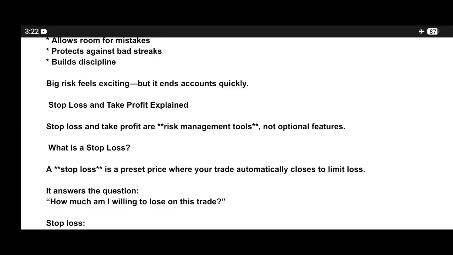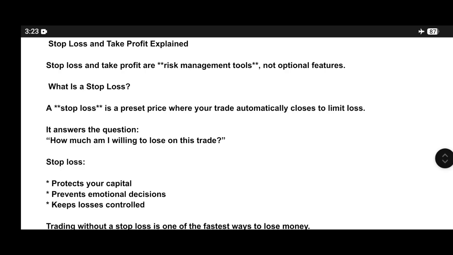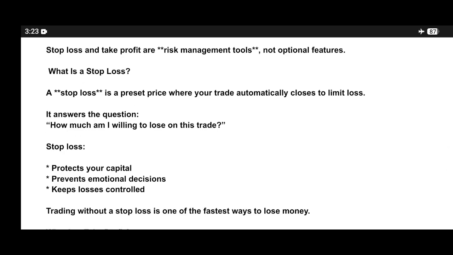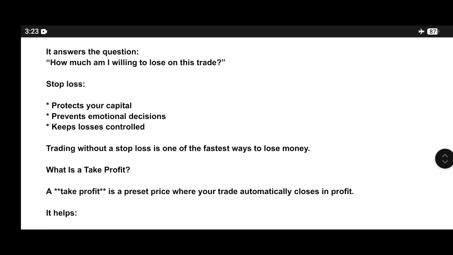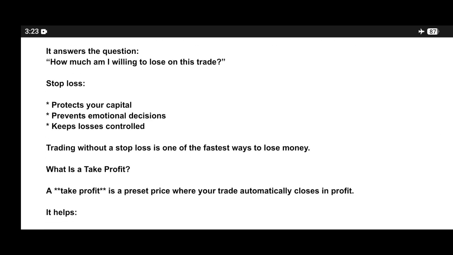A stop loss is a preset price where your trade automatically closes to limit loss. It answers the question, how much am I willing to lose on this trade? Are you getting? Stop loss protects your capital. That is number one. It prevents emotional decisions. Number two. Number three, it keeps losses controlled. Then the other one is trading without a stop loss is one of the fastest ways to lose money.